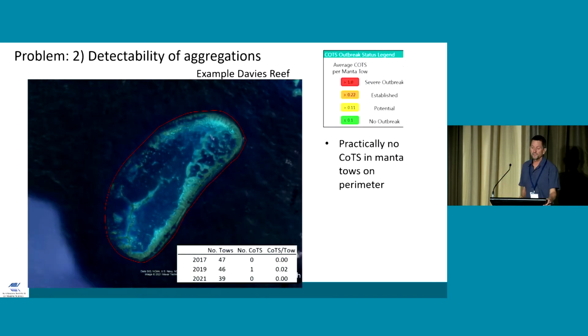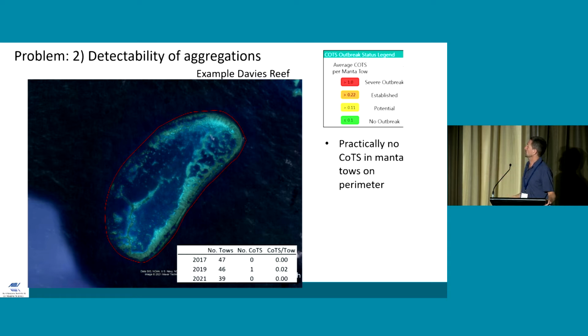One other problem is tow-based techniques like the manta tow usually tow the reef perimeter. This is Davies Reef, just as an example. We have examples of a few more reefs. Davies Reef is a reef which is part of the LTMP team, which is manta towed frequently, every second year probably. It's got 40 to 50 tows going around the reef.